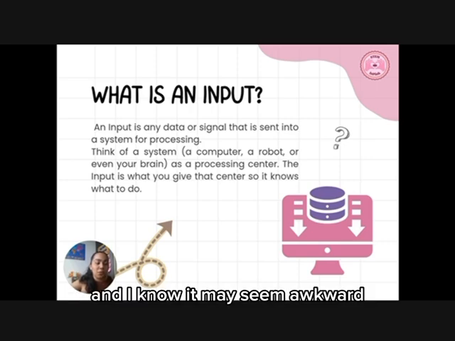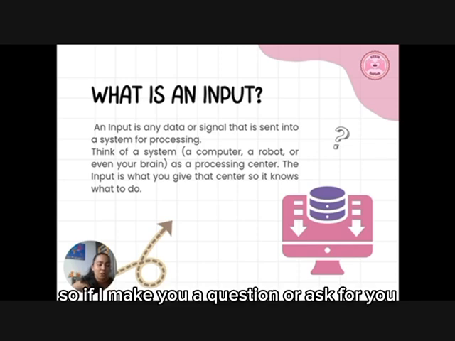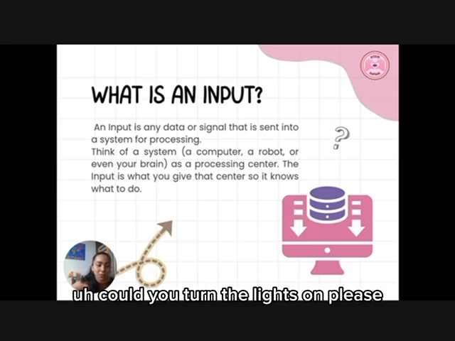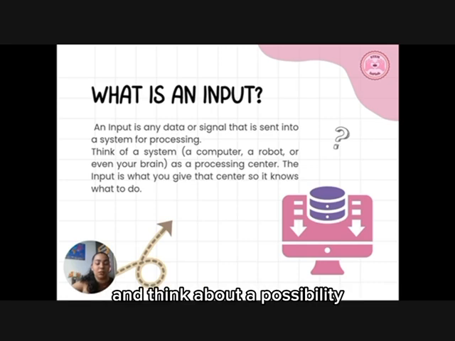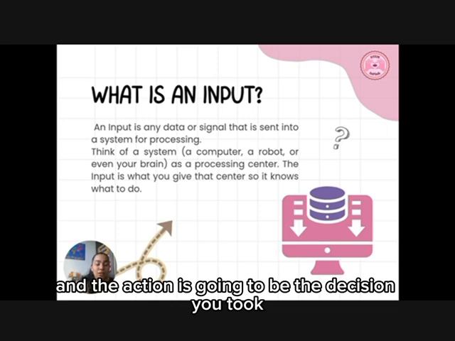And I know it may seem awkward, but an input consists of a question. So if I ask you a question or ask you to do a favor for me, for example, could you turn the lights on, please? You're going to process this information and think about a possibility, so if you should turn the light on for me or not. And the action is going to be the decision you took.